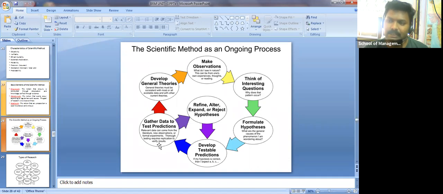Then once you collect the data, you apply some statistical tools. Based on those statistical tools, you develop a new theory. If the new theory is proposed, then everyone will accept. Suppose a few people are not satisfied and they find some gap, then again it may become a new observation. Then again it will start.